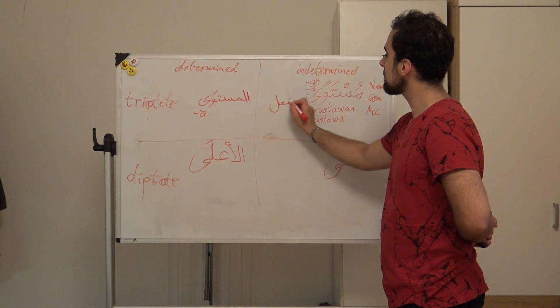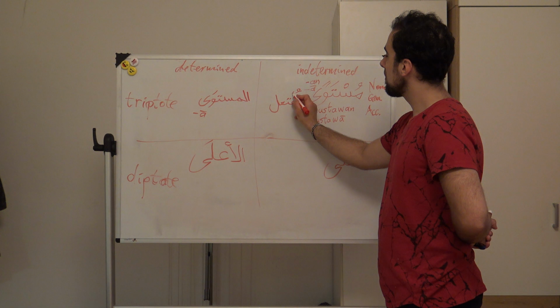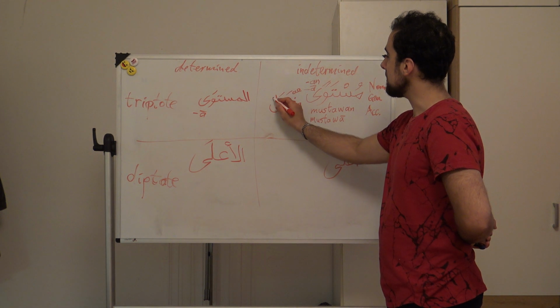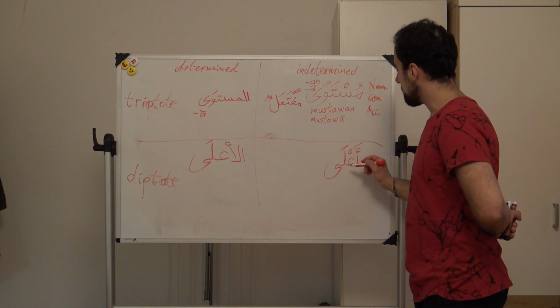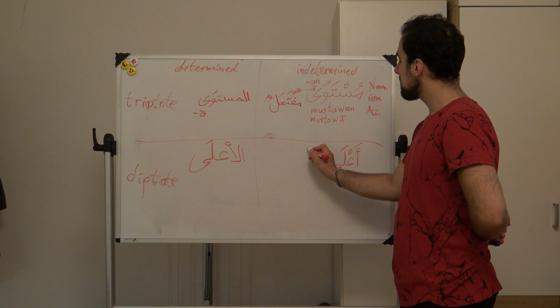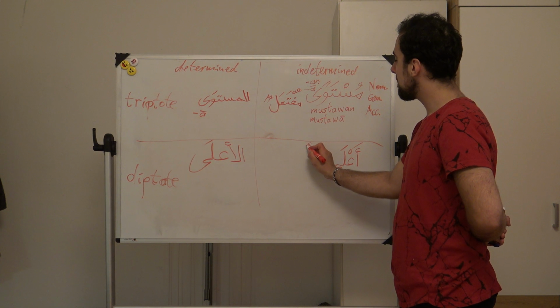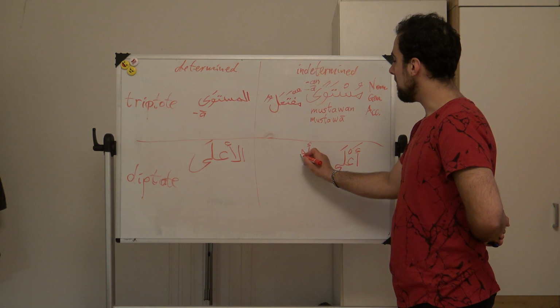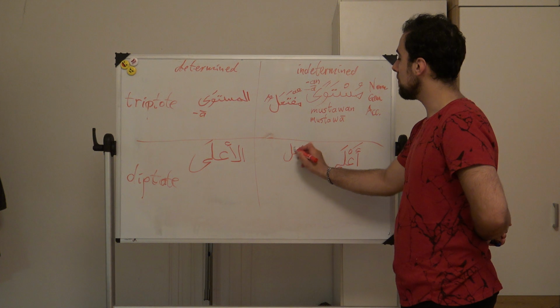mufta'alun, right? Mufta'alun. And the form according to which ala is made is af'alu. Af'alu.